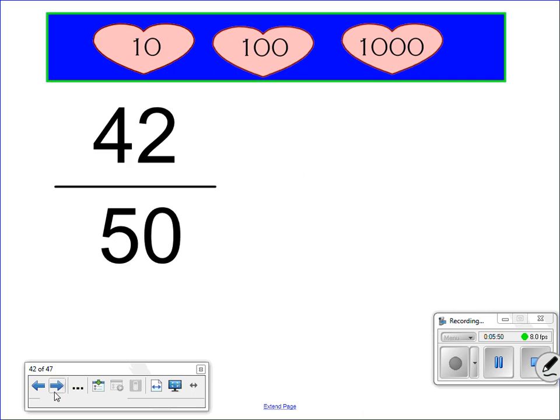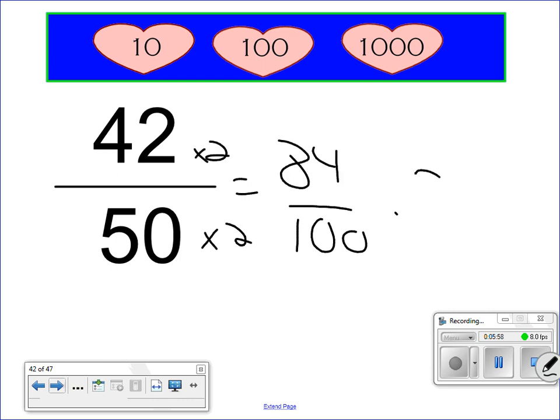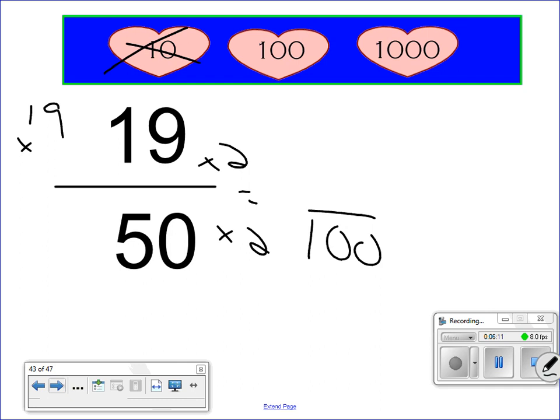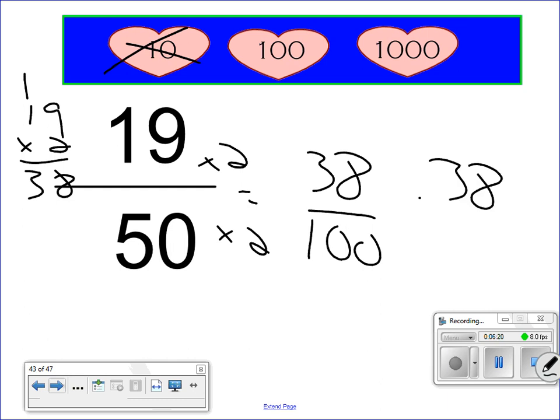See if you can keep up with me. Do a race. 100 times 2 times 2 gives me 84. 0.84. To 100. Do you see why I'm jumping to 100 already? I know 50 is greater than 10. Times 2 times 2. 19 times 2 gives me 38. 0.38.